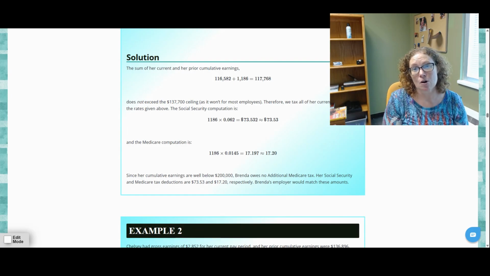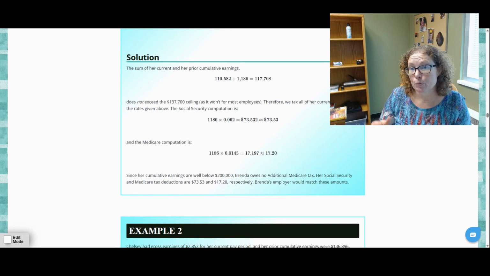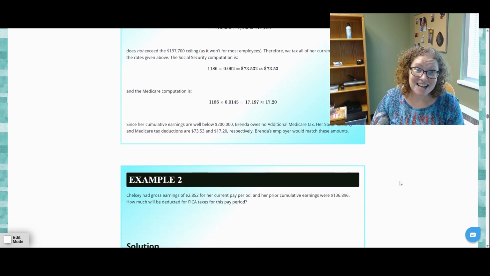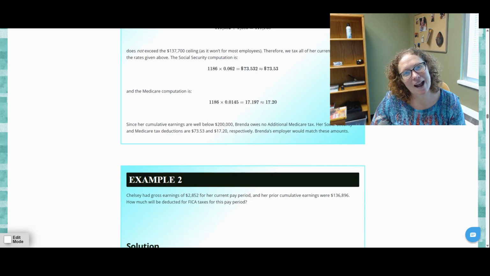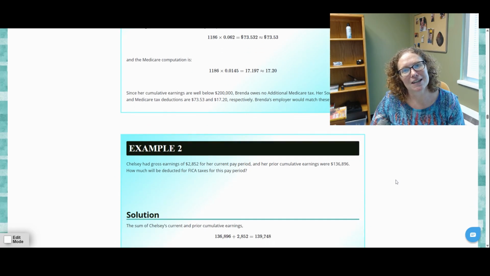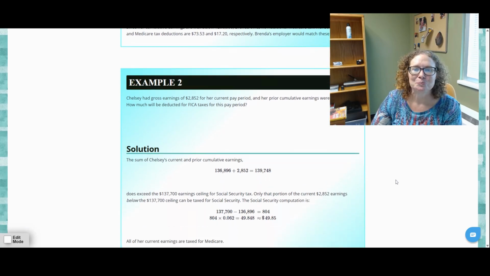And those amounts the employer would also match. So when we get to a question that asks about how much the employer's cost would be, make sure we add those to their cost. We're subtracting it from the employee because it's coming off of their gross wages, but we're adding it to how much the employer is responsible for each pay period.